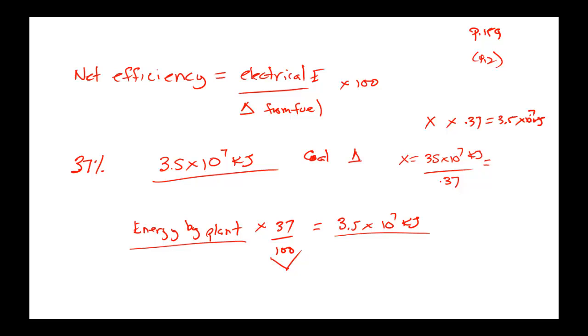All right, so when we do that, we get 9.5 times 10 to the 7th kilojoules. So that's how much energy has to be generated by the coal-fired generator plant to get 3.5 times 10 to the 7th kilojoules of energy to your house.